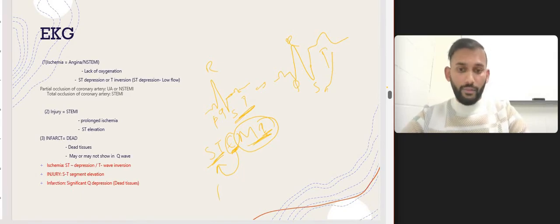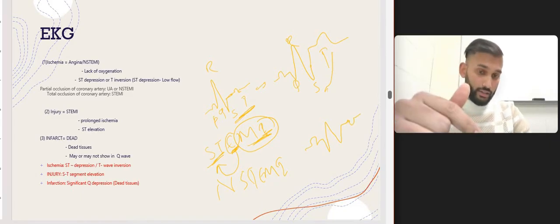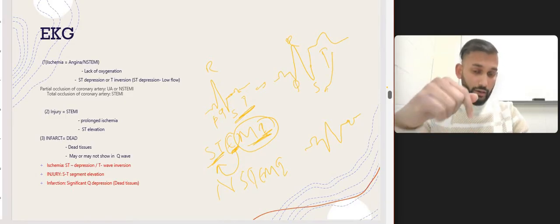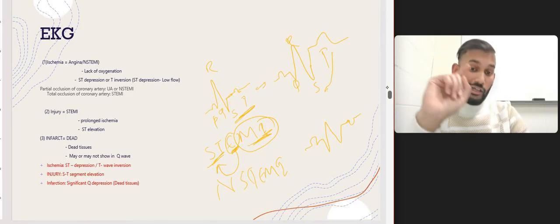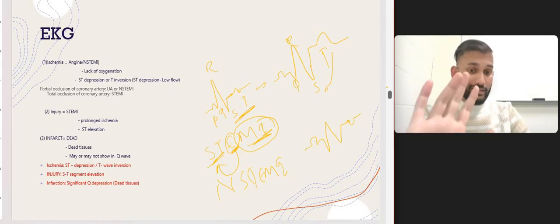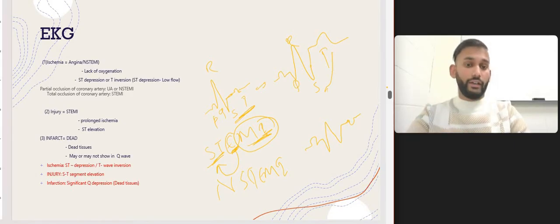Whereas in non-STEMI, which is your NSTEMI, you have P wave, QRS complex, and the T wave is either the same or it is kind of inverted. So it is either not elevated or it is inverted. So that's why we have non-ST elevated myocardial infarction. So we are having a heart attack, but your ST segment is still not elevated. Okay.